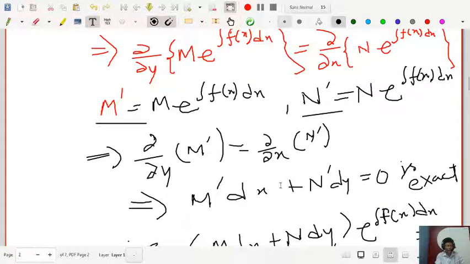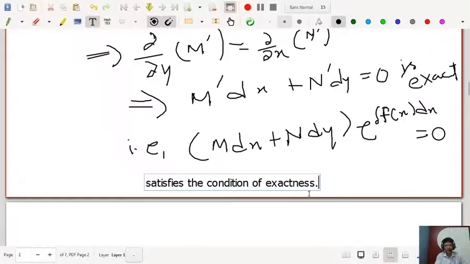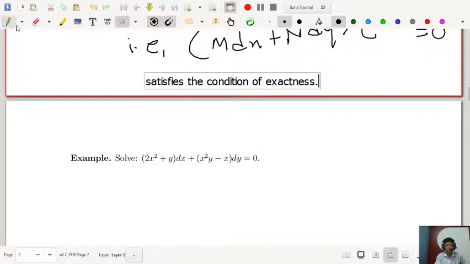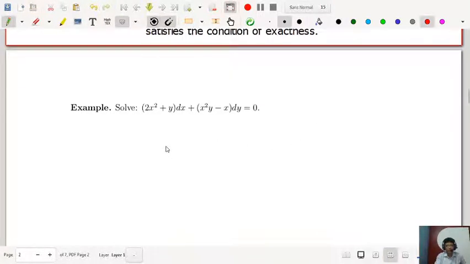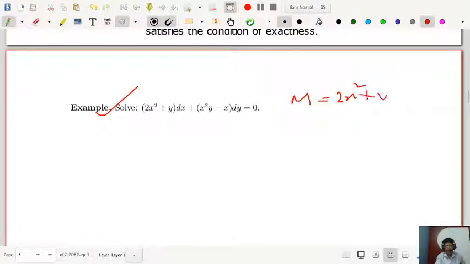Let us apply in our problem. So you have a problem: solve (2x² + y) dx + (x²y − x) dy. Look at that, your M is 2x²y and N is x²y − x, and you can easily check by inspection that this is not homogeneous, and you can check for exactness also.